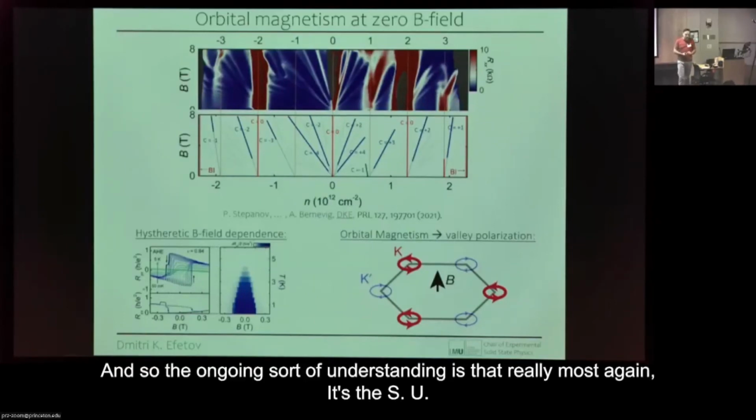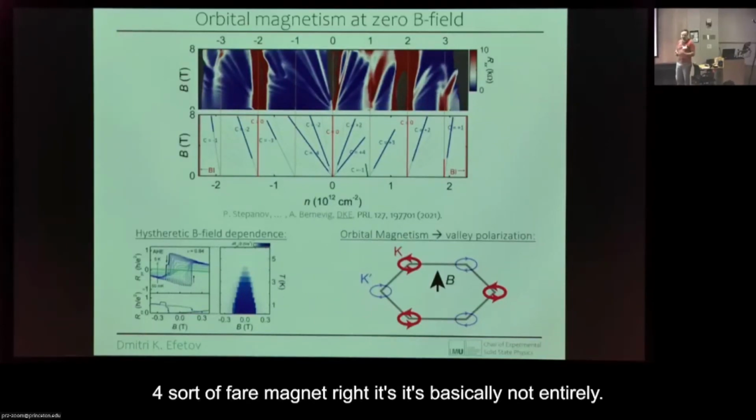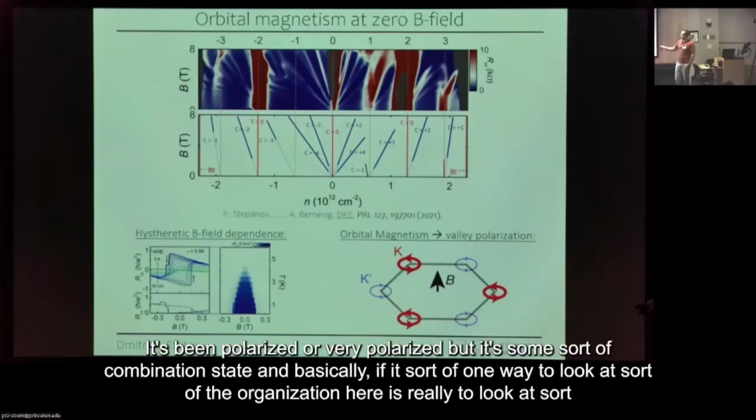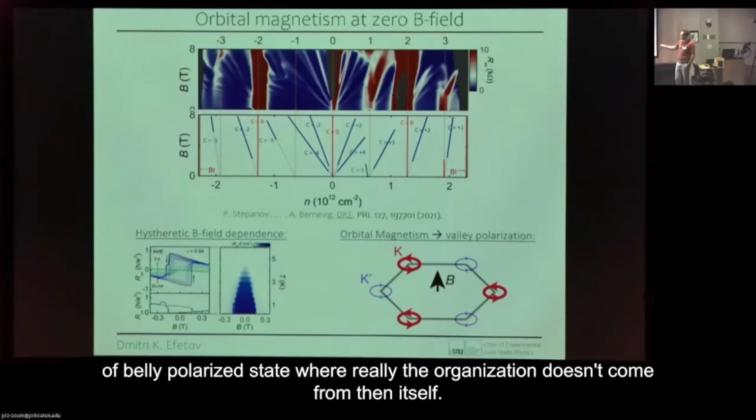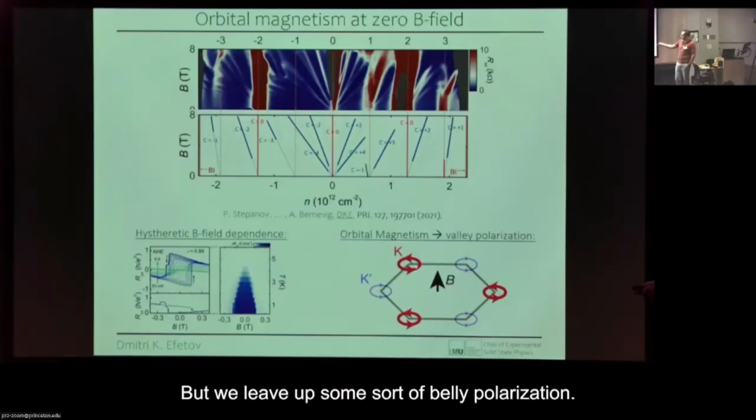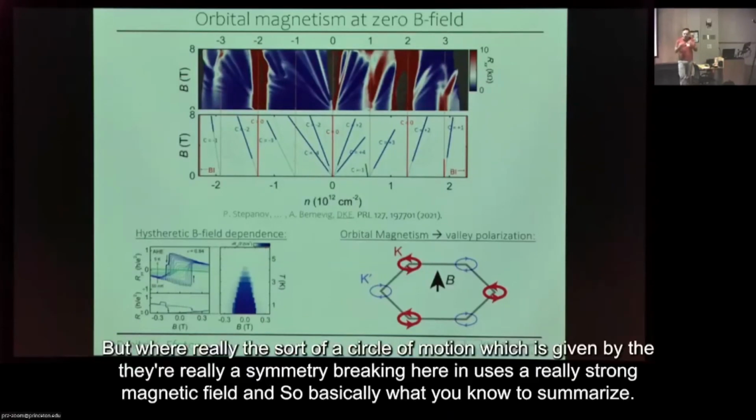The ongoing understanding is that it's an SU(4) paramagnet. It's not entirely spin polarized or valley polarized, but some sort of combination state. One way to look at the magnetization here is to look at a valley polarized state, where the magnetization doesn't come from the spin itself, but from valley polarization, where the circular motion given by the valley symmetry breaking induces a really strong magnetic field.